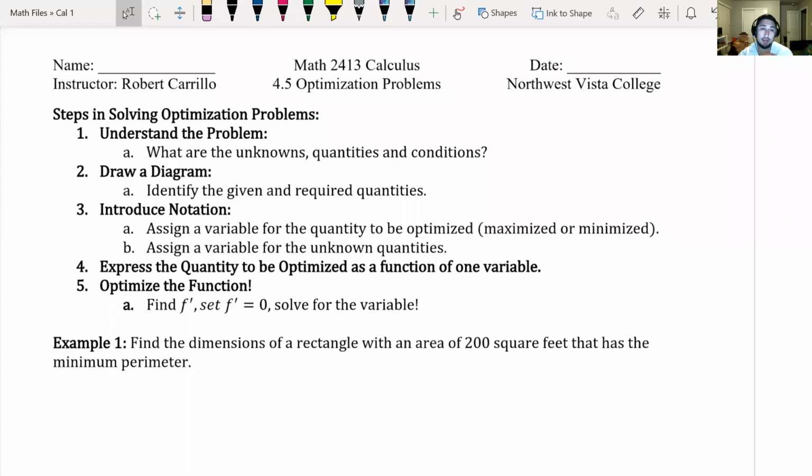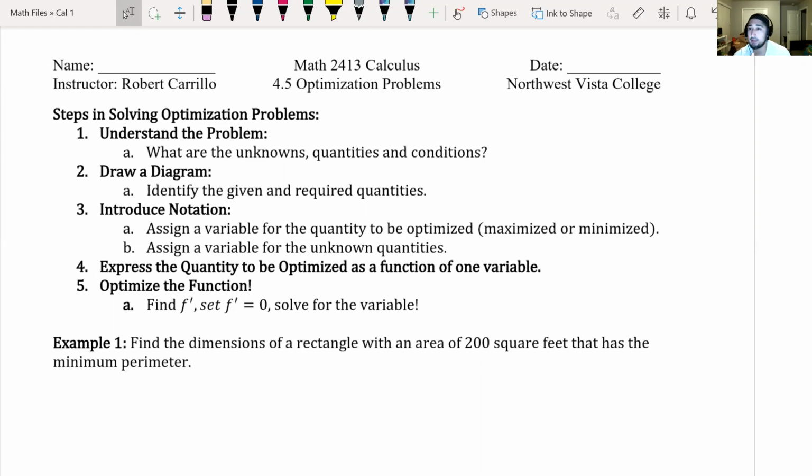Okay, welcome guys. This is 4.5 optimization. So we will be optimizing problems. That means we will be figuring out an equation, all in terms of one variable, to maximize or minimize. So we already know how to do that because we've already been finding maximums and minimums. To find a maximum or minimum, we will take the derivative, set it equal to 0, and solve for x, or whatever variable we are dealing with. So that's what we're going to do here for these applications.